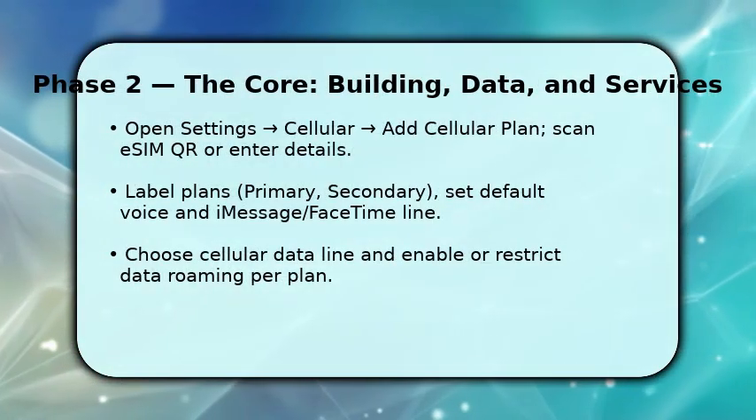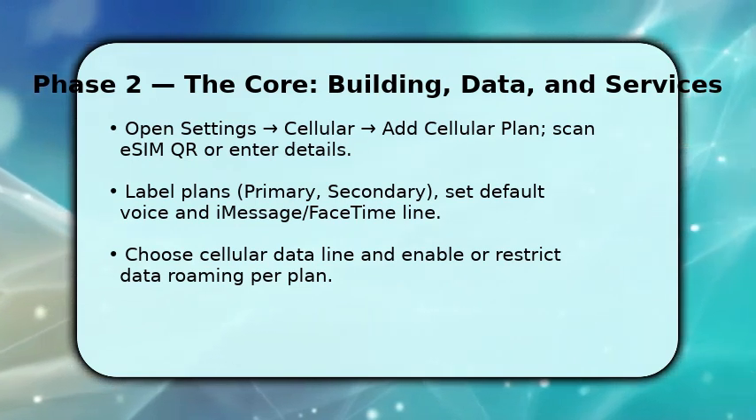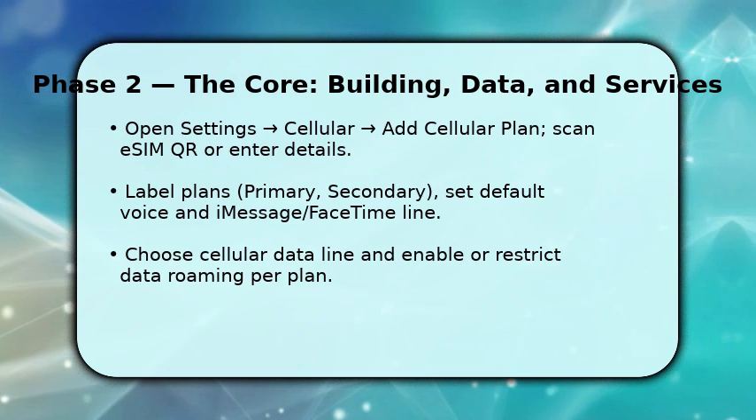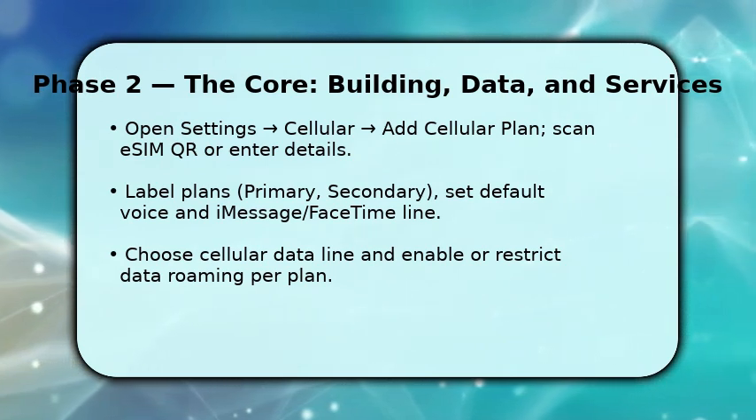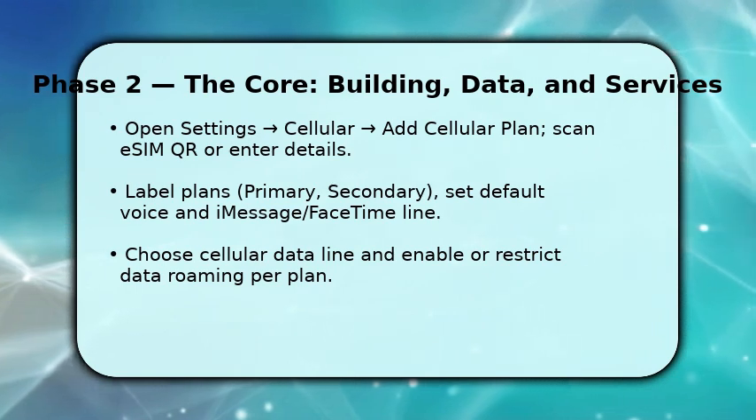Now add the eSIM from settings, right arrow, add cellular plan. Scan the carrier QR or type the activation info. After the plan appears, label each line. Use primary and secondary or custom names so you can pick them quickly.